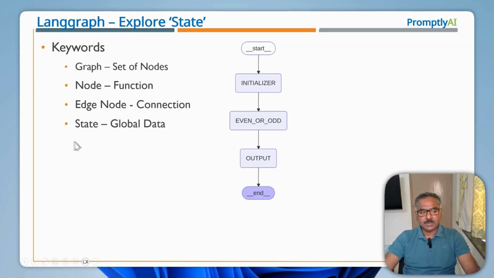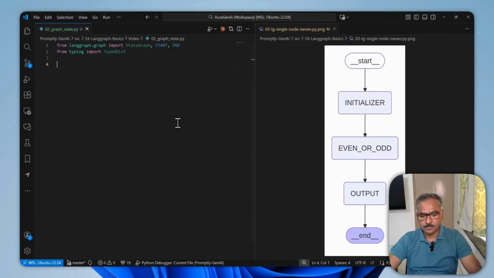In this example, we are going to discuss the state. What is the state? It is global data where every node is going to take one input which is of type state, and every node is also going to return a value which is of type state. In this example, we have three different nodes defined. Let's explore more on the example that we are going to discuss further.